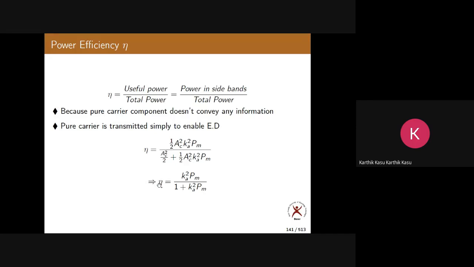Okay. So why do we go for power efficiency? What is the importance of power? I told you in the starting itself. We have two resources: power and bandwidth. We should use them carefully. We should never waste power. We should never waste bandwidth. That is why we always worry about how much power and how much bandwidth we are using. Now what is the bandwidth in this case? 2 into W, twice the bandwidth of the message signal. That has already been discussed. So this is the power efficiency of the AM.